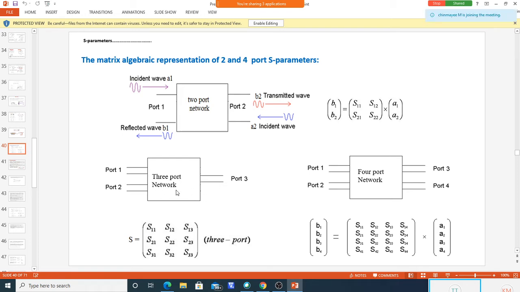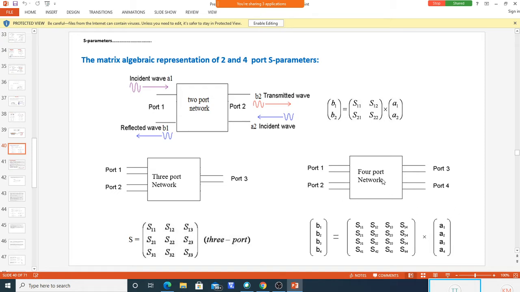This is a three-port network. There are nine parameters here. So you can easily write this S matrix for a given number of ports. For three ports, we can write like this: S11, S12, S13, S21. These are the parameters, so similarly, nine parameters.